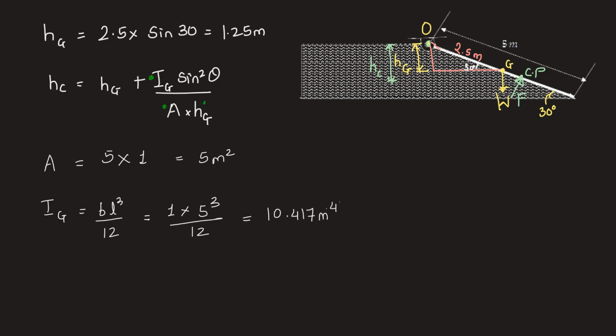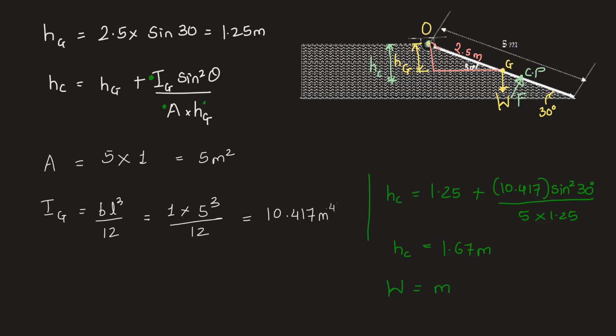10.417 meter raised to 4. We have all the terms. Now we can find HC. HC is equal to 1.25 plus 10.417 into sine square 30 degree divided by 5 into 1.25. When calculated in digital calculator, this gives us 1.67 meter.